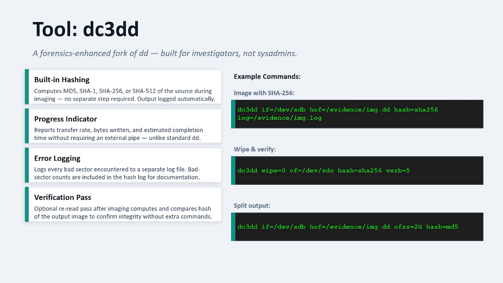So dc3dd doesn't necessarily always come pre-installed on systems. I believe on Kali, you have to install it manually. I'd have to double check and see. But once it's installed, it will work pretty similar to dd. There's a little bit of differences in some of the ways that you do things, but it will allow you to more easily create forensic images without having to do a multi-step process as part of it.